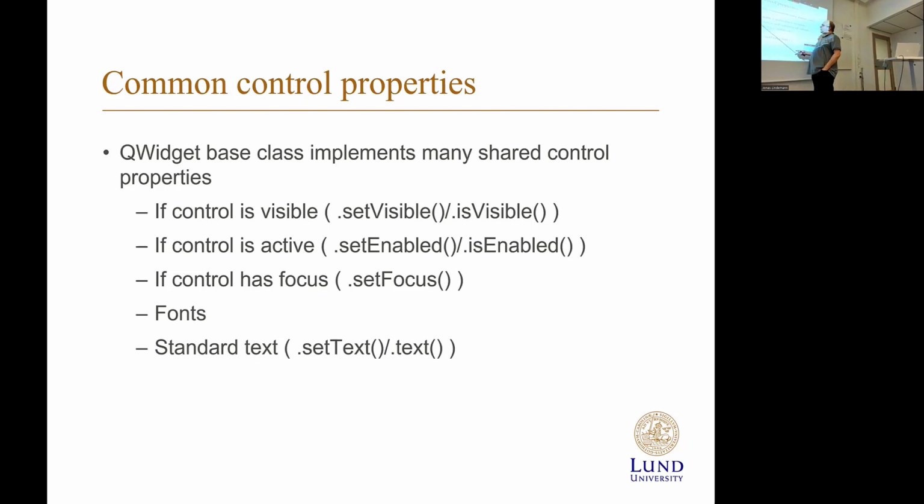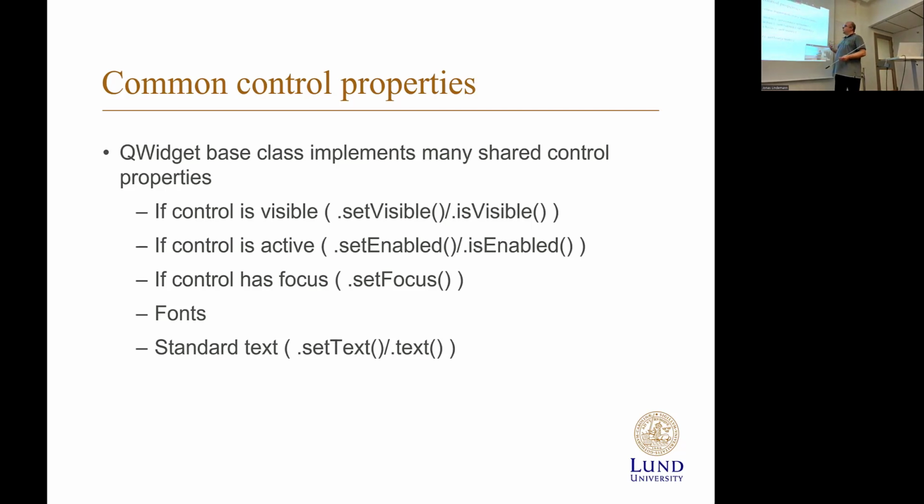You can also control if a control is active. If you set enabled to true, you can click on it. If you set enabled to false, it will be visible, but you can't click on it. And sometimes that could be a good hint to the user that, for example, you can't show the results until you have done a calculation. When the calculation is done, you set enabled on the results button, for example.